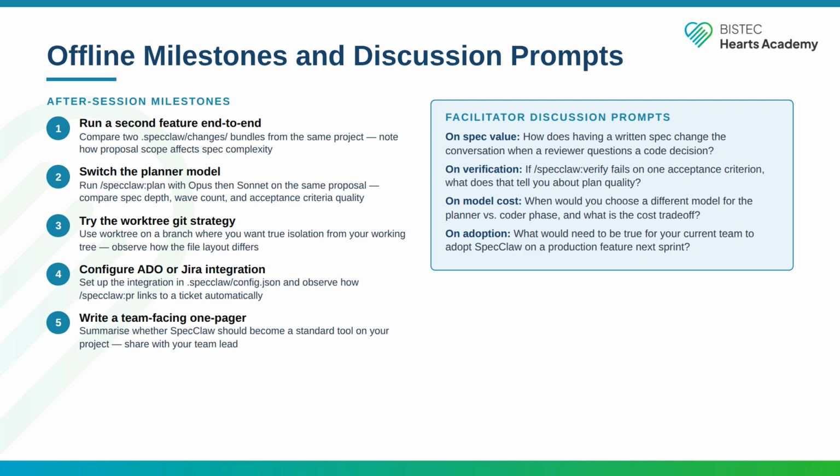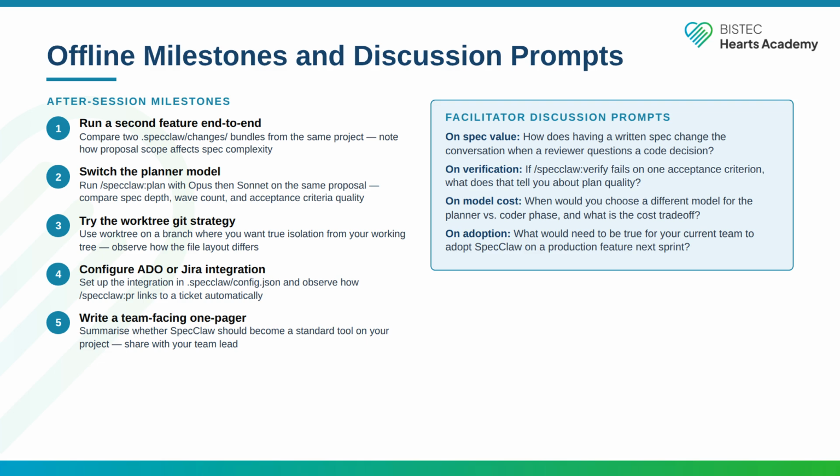The second is to switch the planner model. Run /SpecClaw plan with Opus, and then with Sonnet on the same proposal and compare spec depth, wave count, and acceptance criteria quality. This experiment produces real data about the cost-quality trade-off for your specific type of work.